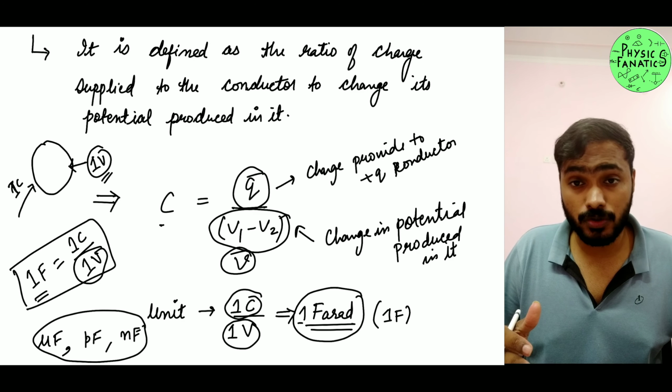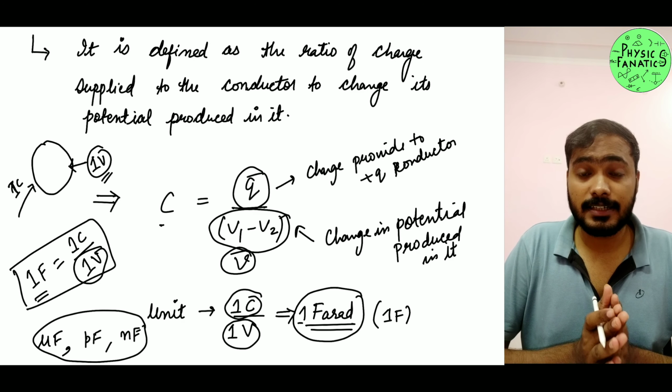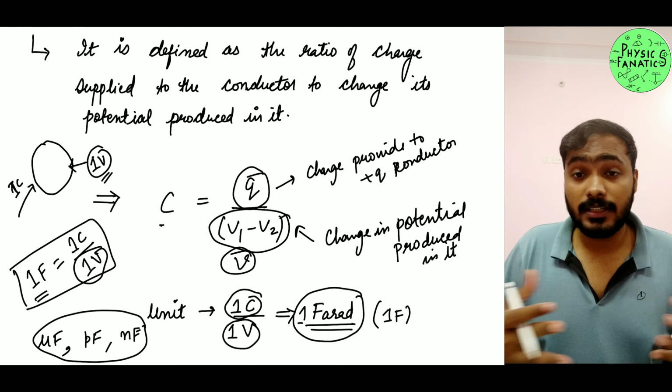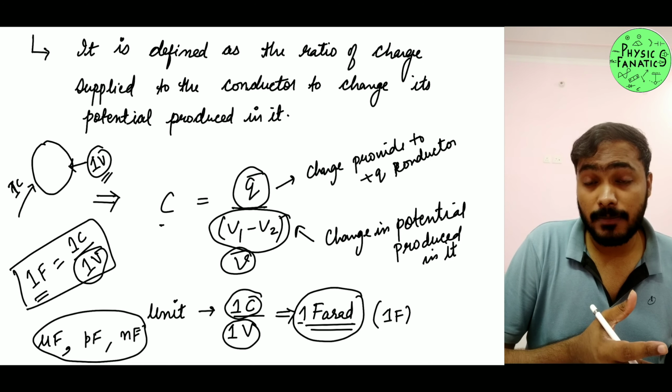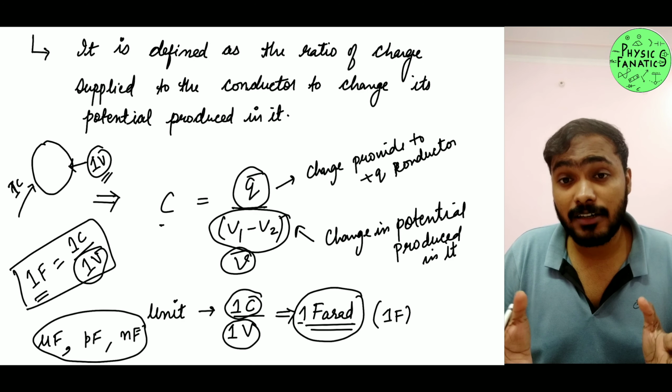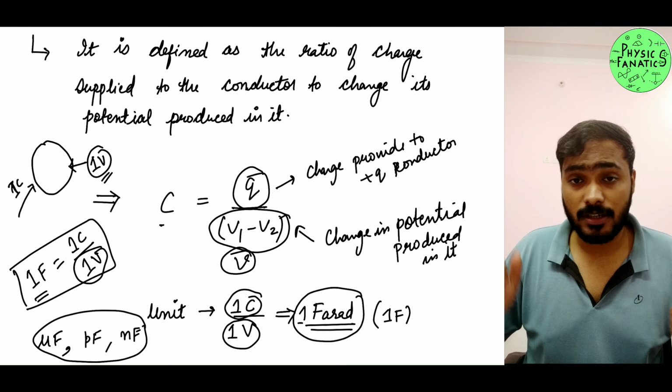Because farad is a huge unit. I hope that is understandable. Is that a yes or no? Now you have to understand your capacitors. There are different types of capacitors. One is your spherical capacitor, then we talk about parallel plate capacitor, then there is cylindrical capacitor. So there are many types of capacitors, right?